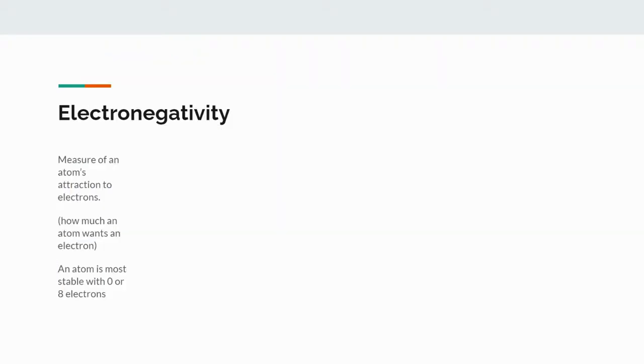Let's talk about electronegativity now. Electronegativity is the measure of an atom's attraction to an electron, or how much an atom wants an electron. An atom is most stable with 0 or 8 electrons.